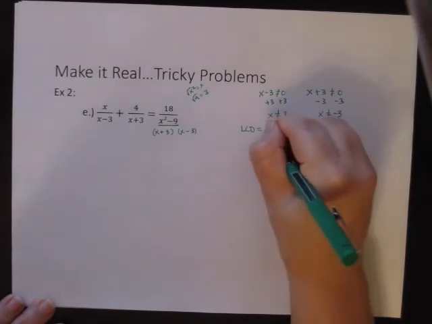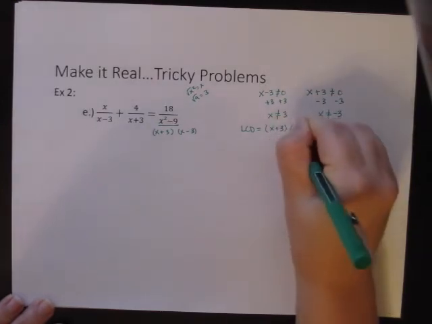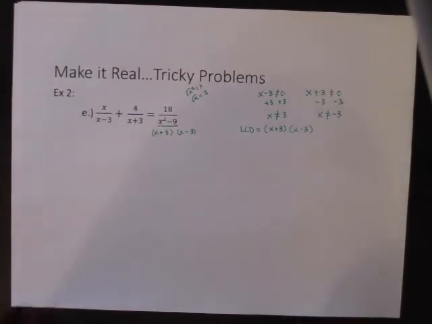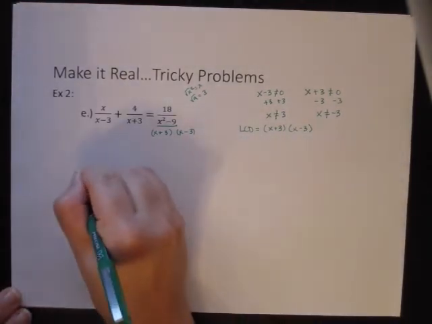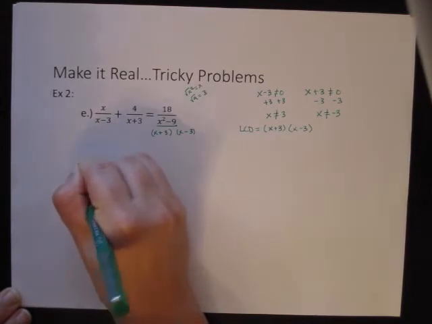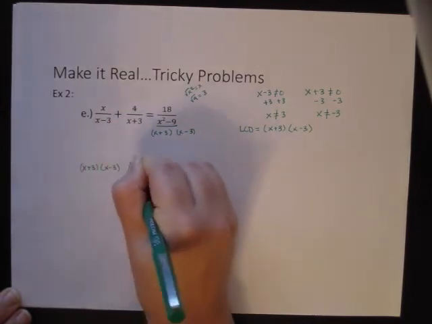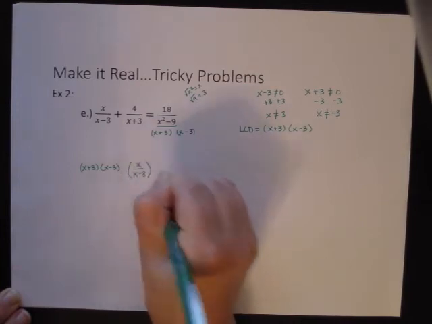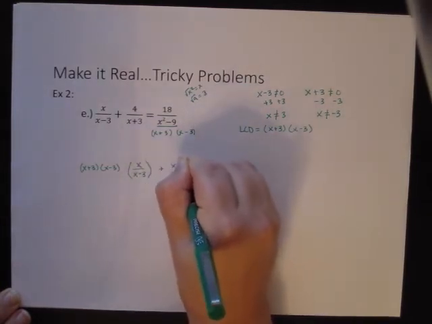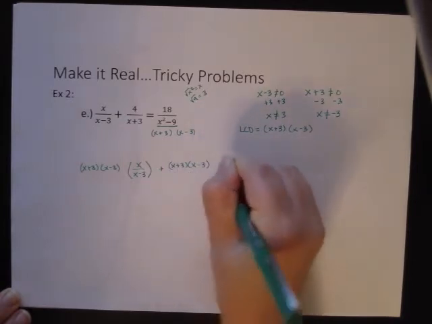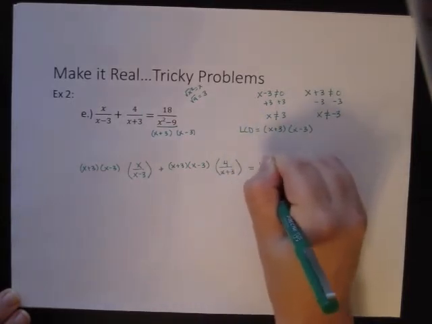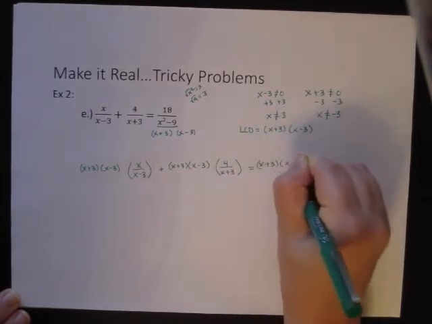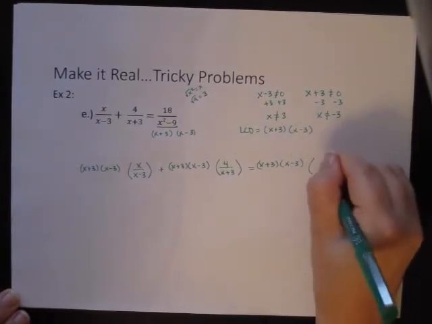So my LCD is going to be x plus 3 and then x minus 3, because my maxes are just 1. And step 3 is the tedious step. We have to take our LCD and multiply it by each term. So we would go x plus 3 times x minus 3 times x over x minus 3, plus x plus 3, x minus 3 times 4 over x plus 3, equals x plus 3, x minus 3 over 18.